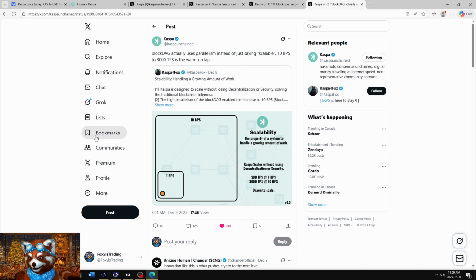And then let's break down this last point. BlockDAG actually uses parallelism instead of just saying scalable. 10 BPS to 3,000 transactions per second is the warm-up lap. Okay. So what does this mean?